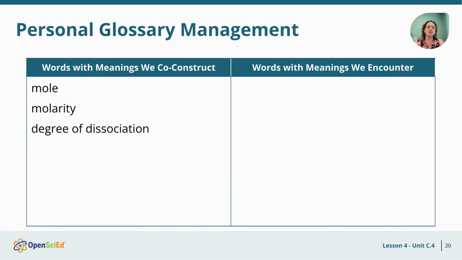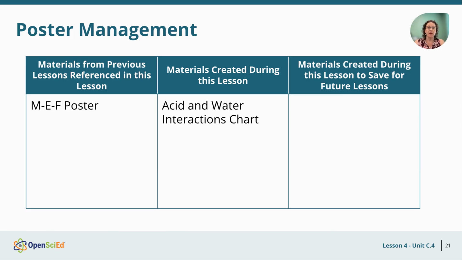For the personal glossary, you'll co-construct with your students the meanings of mole, molarity, and degree of dissociation. For poster management, you'll need the matter, energy, and forces poster, and you'll be creating an acid and water interactions chart as you capture the student ideas and expectations for why different acids produce different pH values in Part 7.